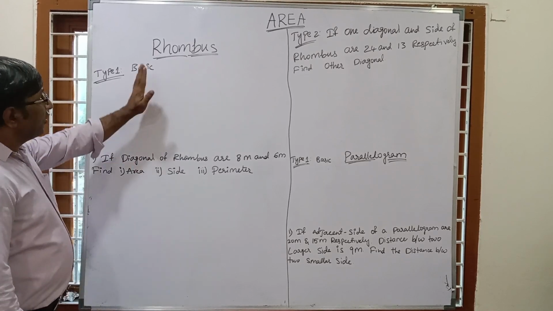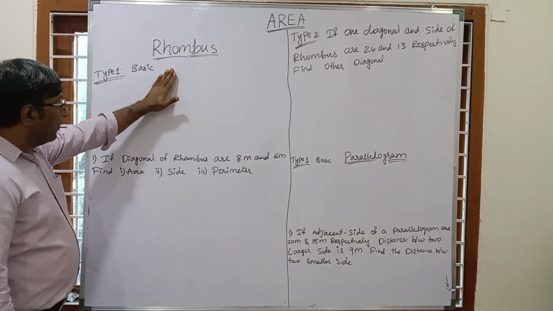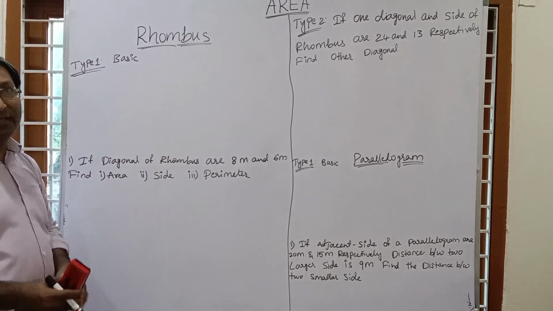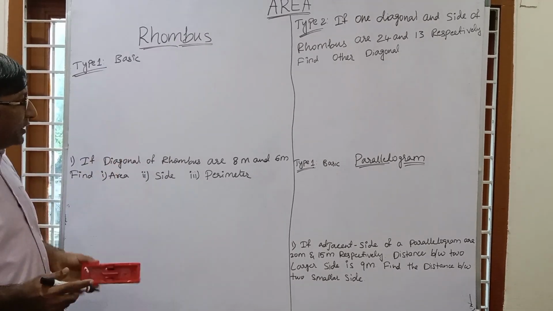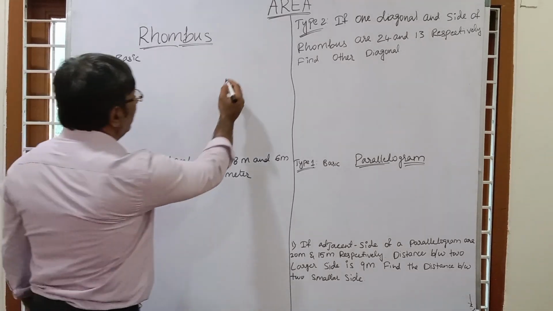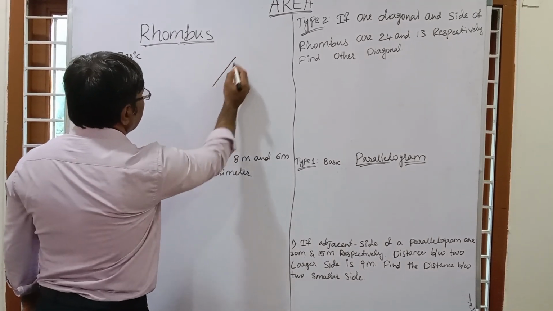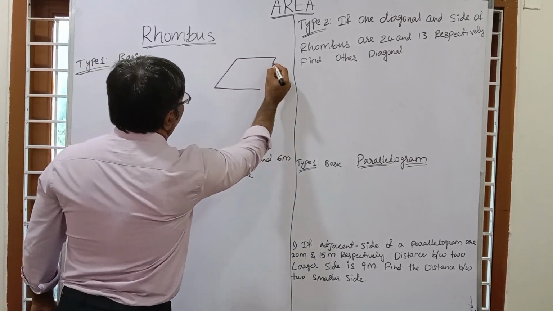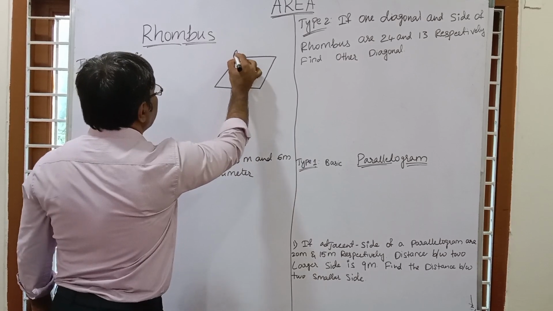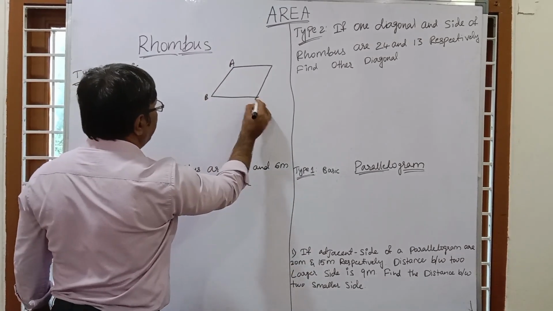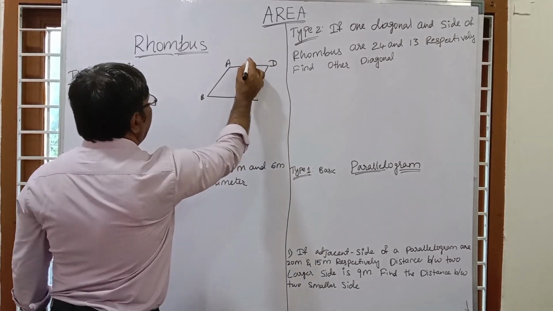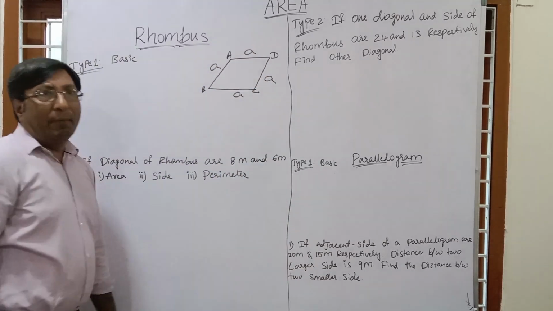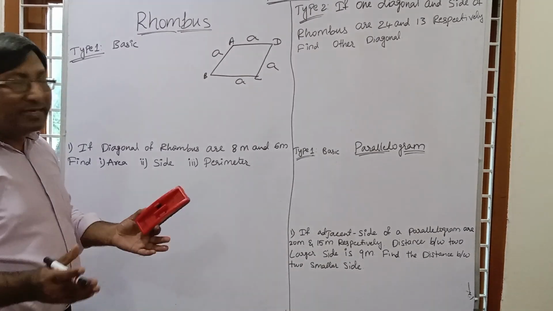Now the next topic is the rhombus, because in area there is a rhombus. What are the basic points and which type of questions are generally asked from the rhombus? First, what is a rhombus? A rhombus is any four-sided figure whose all sides are equal. Suppose this is ABCD, this is a rhombus. Every side is equal, but not all angles will be 90 degrees.